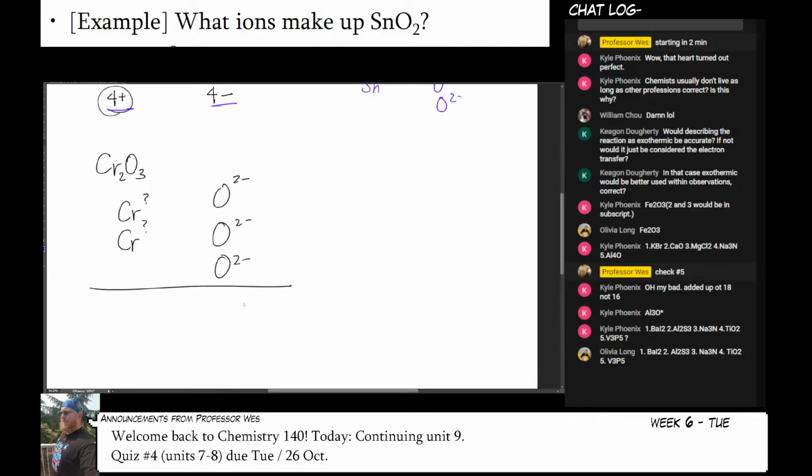Well, the total charge must be 0. How many negatives do we have? Well, we have -2, -4, -6. How much positive must we have? Well, it's got to counter -6, right? So this needs to be a total of +6 split among 2 things. So what must each of these be? Well, it's got to be half of what's available.